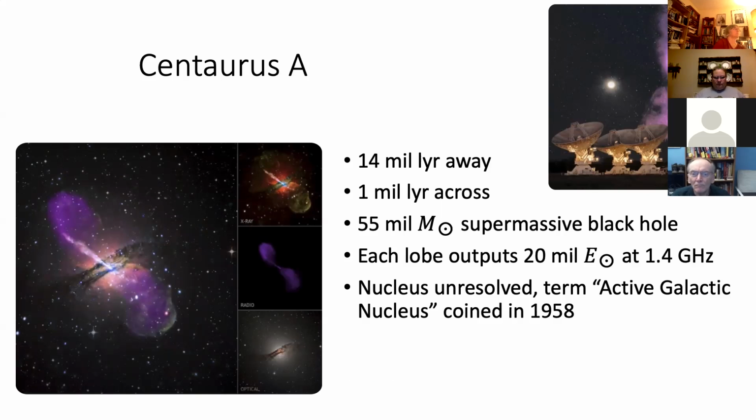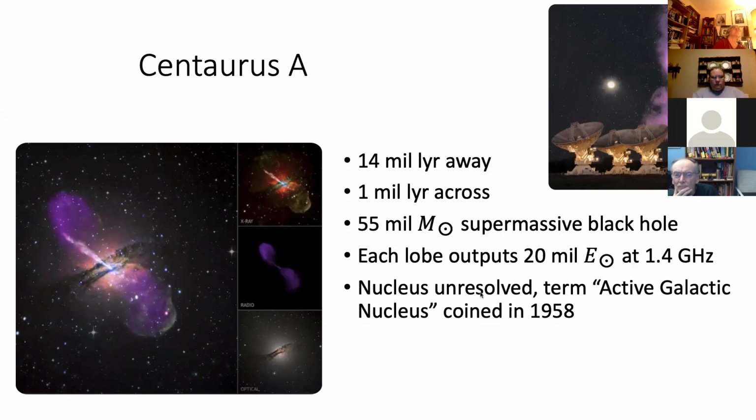What's interesting about this, though, is if our eyes could perceive light in the radio range of wavelengths, then this image in the top right is actually what we would see in the night sky. Its angular separation is 8 degrees. The moon is about 1/2 degree in angular distance, and the length of Centaurus A is 8 degrees.